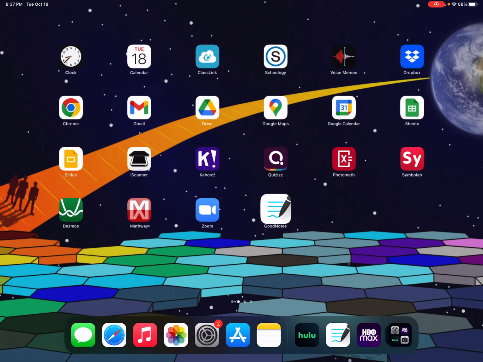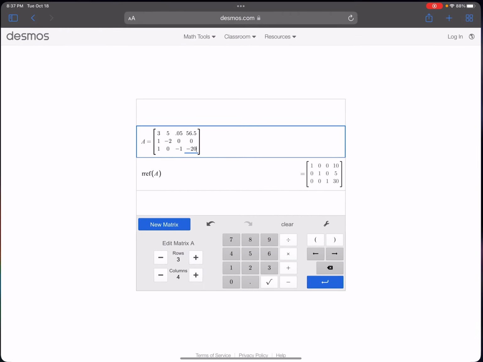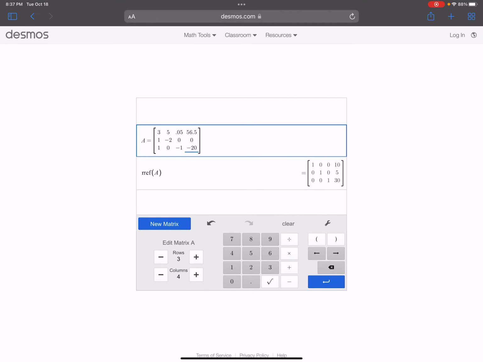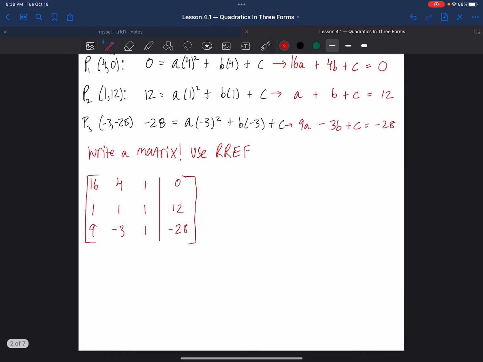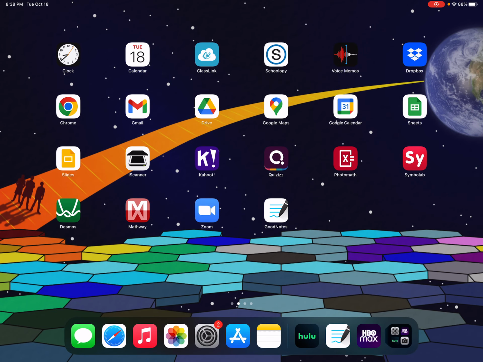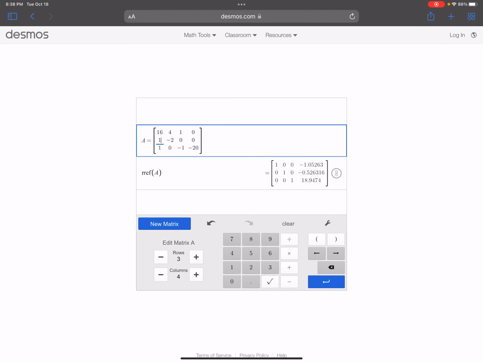So now I need to go to this. Hey, look at that. I'm already on the matrix calculator. Nice. And so I'm going to type in these numbers. 16, this was 4, 1, and I think it was 0. And then, oh man, memory. Hello, memory. 1, 1, 1, 12.